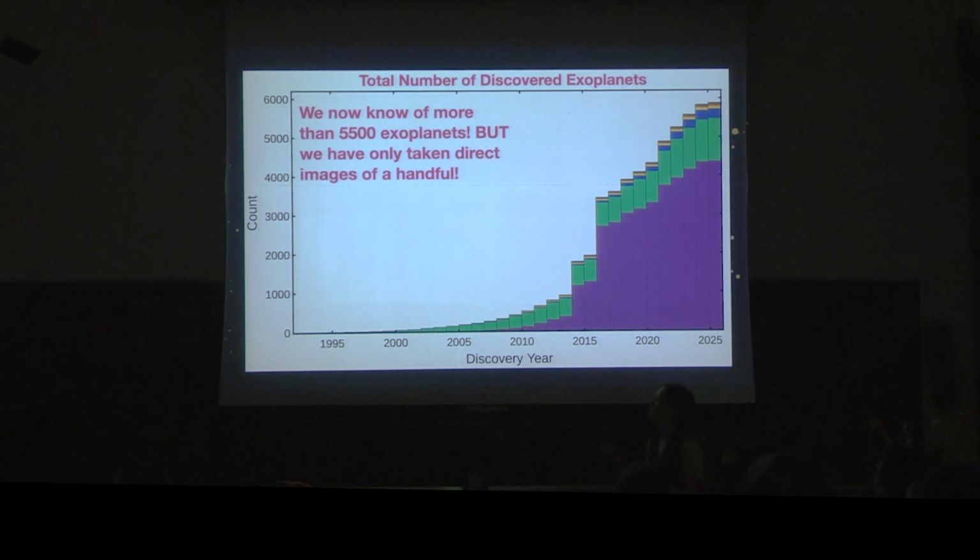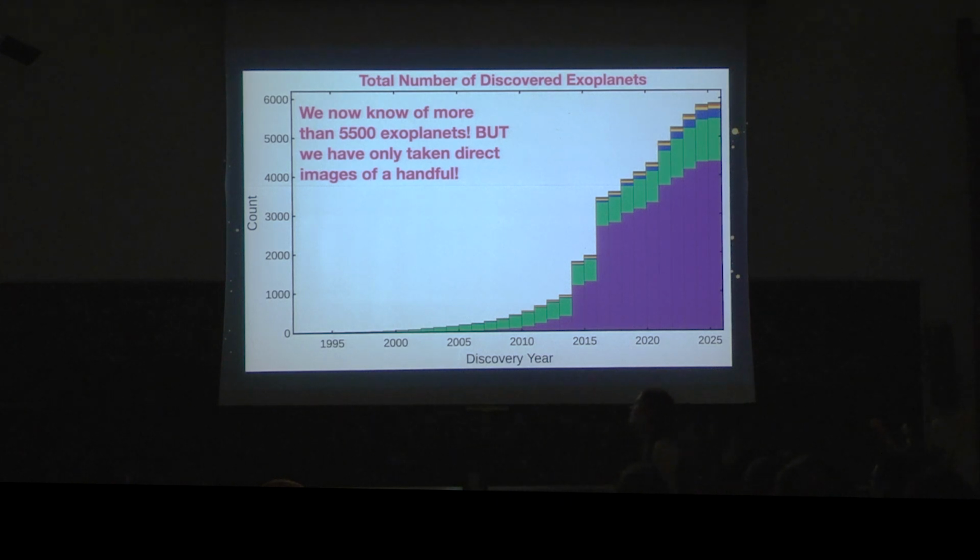And the vast majority of these were discovered using what are called indirect techniques. So what this means is that rather than taking a picture of the planet itself, you're observing the planet's effect on its star. You can look at the brightness of the star, and it looks like it dims every once in a while because the planet is moving between me and the star. That's one example. Another example is that your star looks like it's wobbling because of the gravitational tug of the planet.